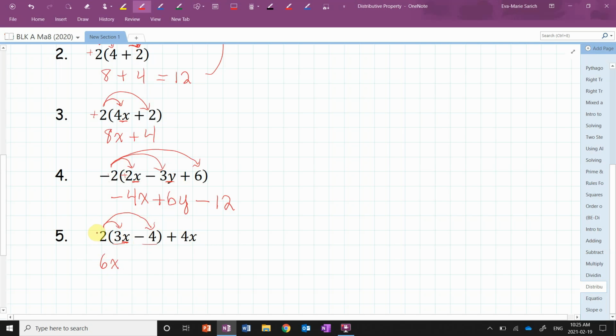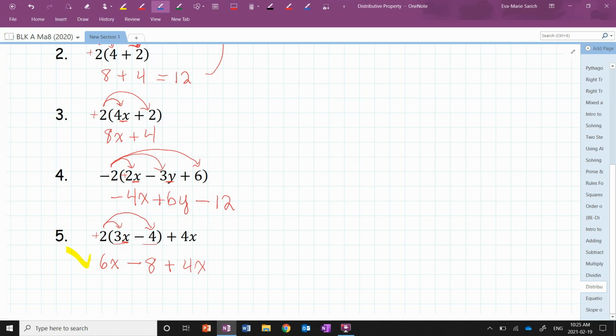Move to the next term. Invisible positive times a negative gives us a negative, and 2 times 4 gives you 8. Now, it does not move on to multiply, so we're just going to tag this part on, so it's going to be plus 4x at the end. So this question is going to be out of 2 marks. You get 1 mark for removing the bracket.